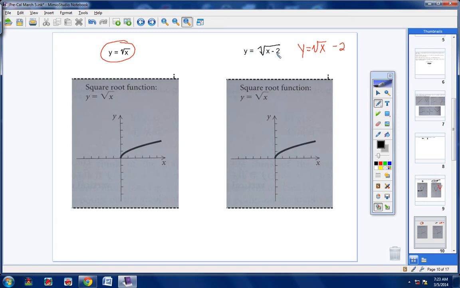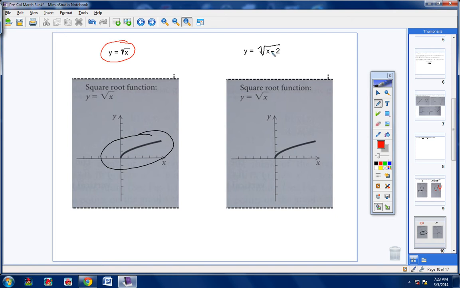Here, the negative 2 is being added or subtracted directly to the x under the radical. Here, the negative 2 is just stuck at the end of the equation, not directly to the x. This would be a vertical shift, okay? And this problem here is a horizontal shift because the 2 is being directly added or subtracted to the x. So we know that we're going to pick this graph up right here and move it right or left.